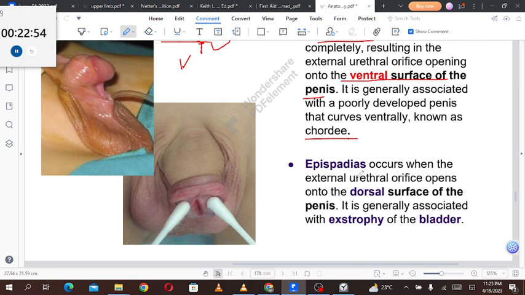Okay. Then we have epispadias, which occurs when the external urethral orifice opens onto the dorsal surface of the penis. It is generally associated with extrophy of the bladder as well. Extrophy of the bladder means the bladder is present outside the body. That is extrophy of the bladder, and that is also associated with the epispadias.